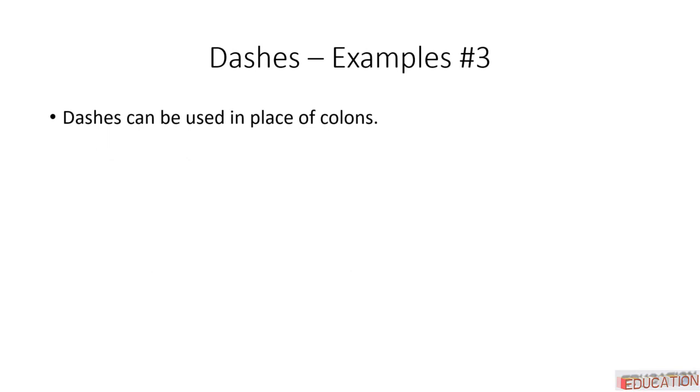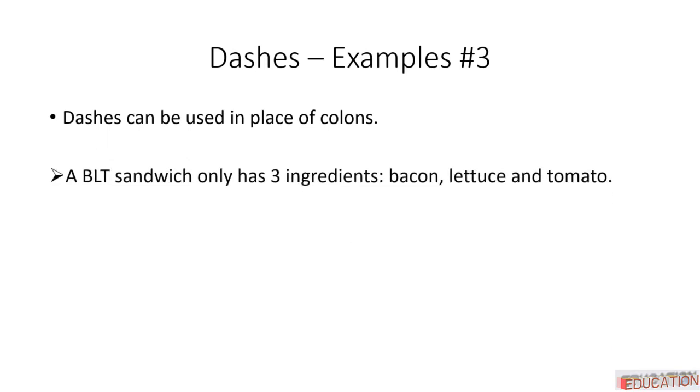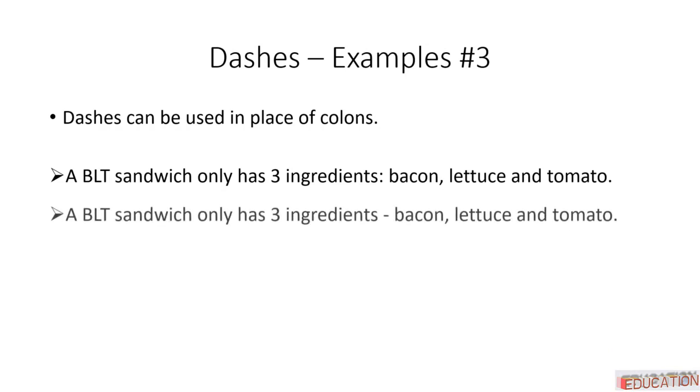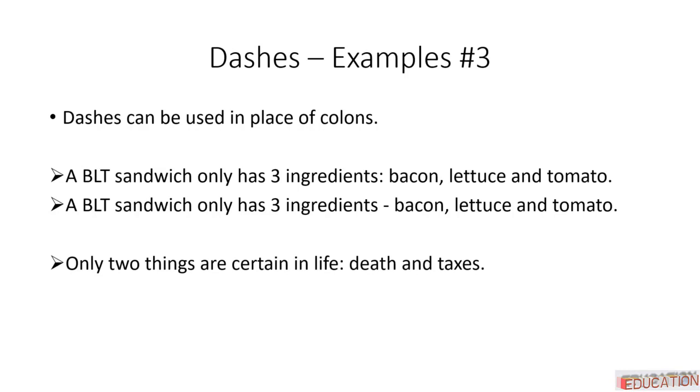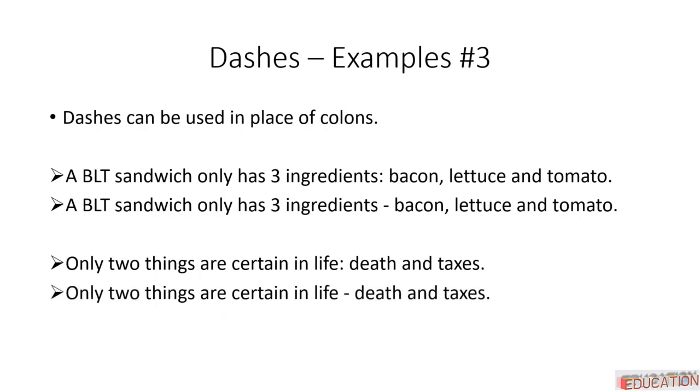Or dashes can replace colons. So with a colon, we would say a BLT sandwich only has 3 ingredients: bacon, lettuce, and tomato. Or we write it like this: a BLT sandwich only has 3 ingredients - bacon, lettuce, tomato. And again, it doesn't change the way we speak the sentence, it just changes the way we write it, changes the appearance of it. Or a very famous quote: only 2 things are certain in life: death and taxes. Or we replace the colon with a dash and we write it like this.